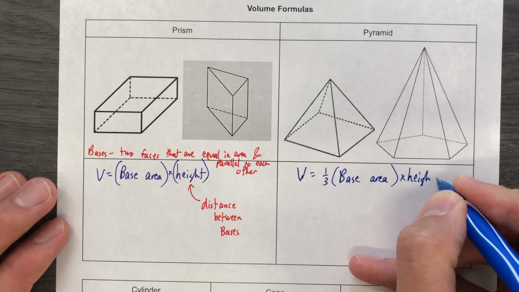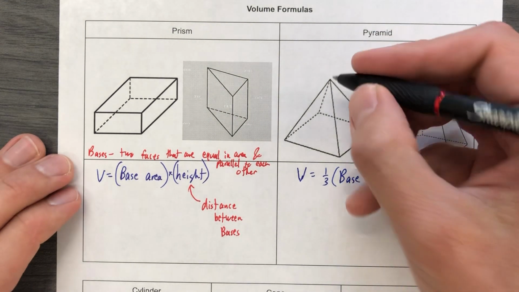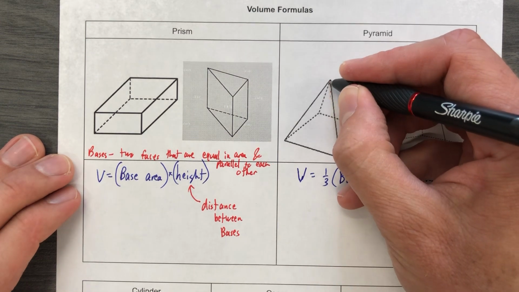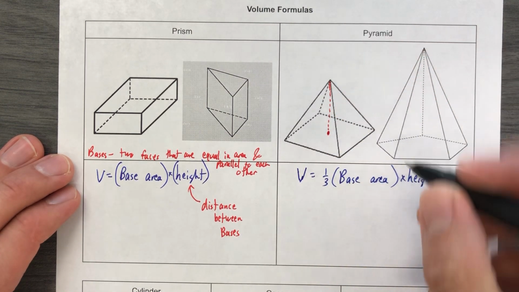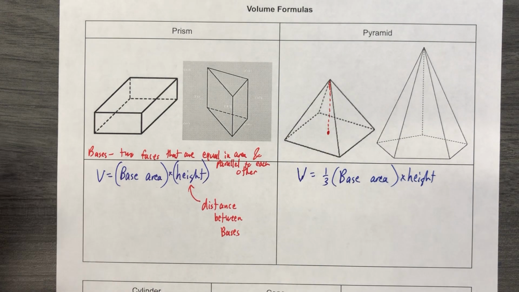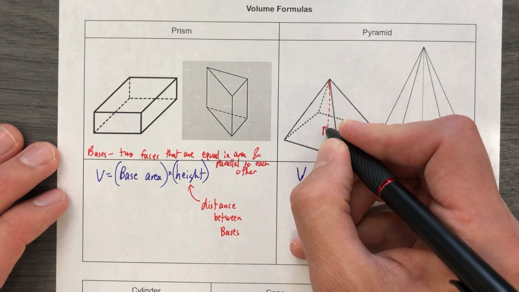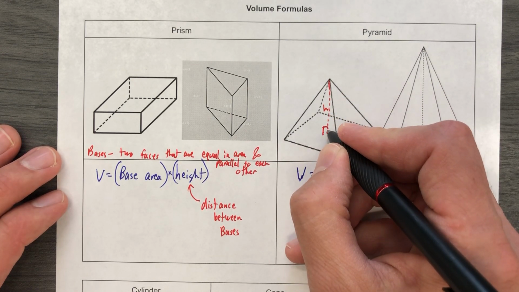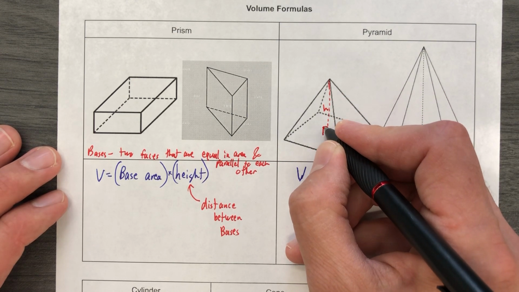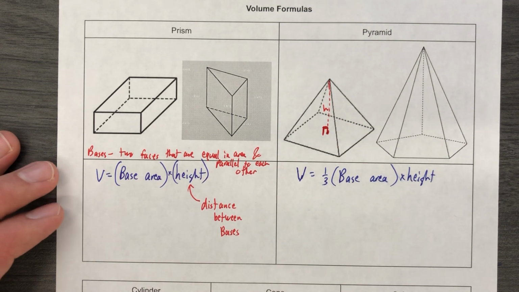But it's 1/3 base area times height. Again, I want to clarify what the height is. In this case, the height is from the tippy top down to the middle of the base, and we're assuming it's a right pyramid. That is the height right there. It looks like some musical notes, that's not what I intended. It's a right angle. Okay, so that deals with the pyramid and the prism.